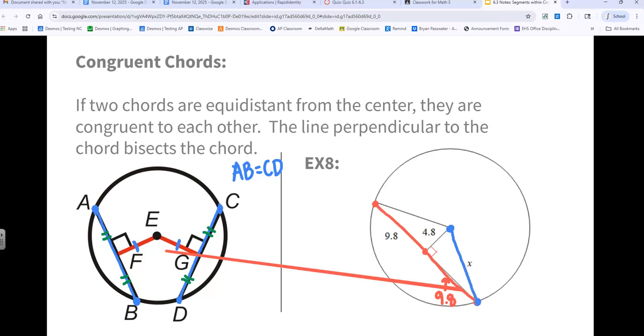What could we do to find that radius? A squared plus B squared equals C squared. We can do that Pythagorean theorem. Which side is my C here? Is it the 4.8, the 9.8, or the x?